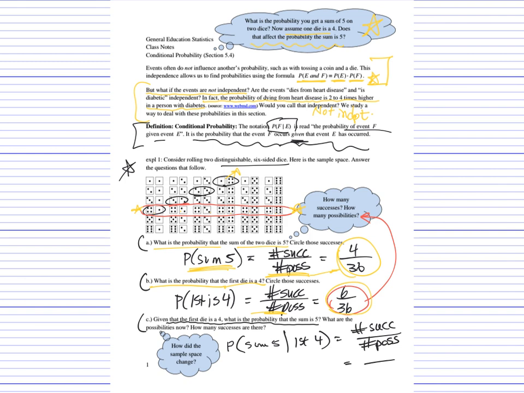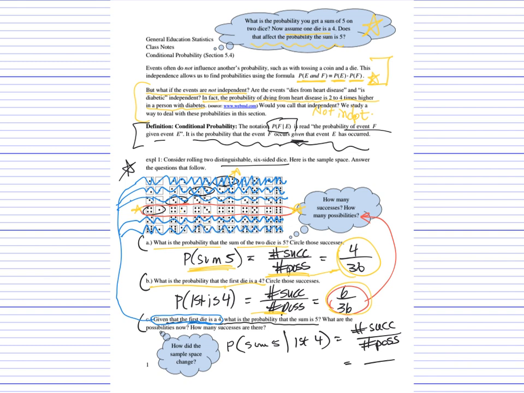What are the possibilities? Well, if I'm given that the first die is a 4, think about it: none of these are possibilities anymore, are they? Because the first die is not 4, right? None of these are possibilities anymore. You get where I'm going? What else is not possibilities? Those are not possibilities. The first die is not 4. Therefore, none of these are possibilities.